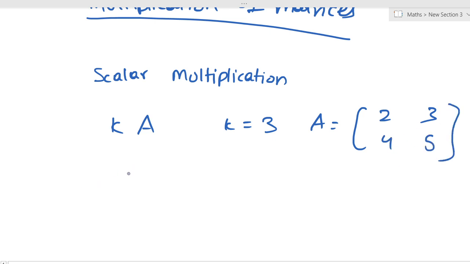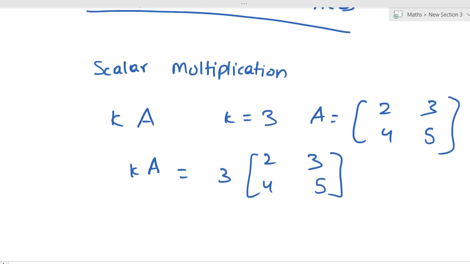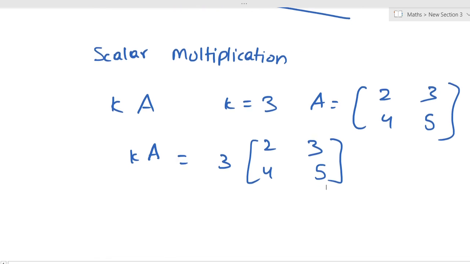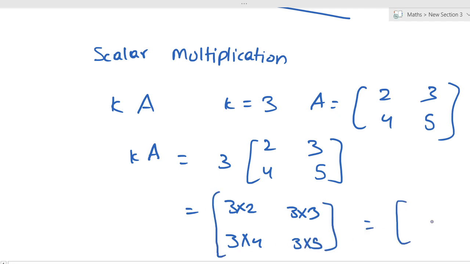If you multiply kA, it will be 3 into the matrix 2, 3, 4, 5. This constant will be multiplied with each and every element in the matrix. So this will be 3 into 2, 3 into 3, 3 into 4, 3 into 5, which is 6, 9, 12, 15.